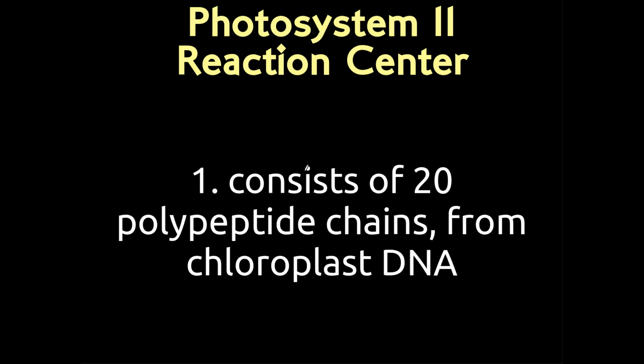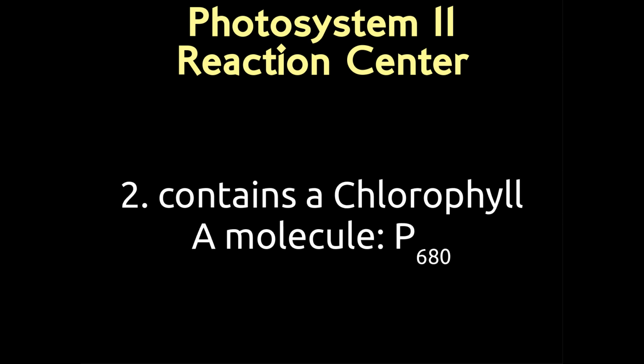So the reaction center itself consists of about 20 polypeptide chains. These are coming from chloroplast DNA, but it also contains a special chlorophyll molecule known as chlorophyll P680. It's called 680 because its peak light absorbance is at 680 nanometers.